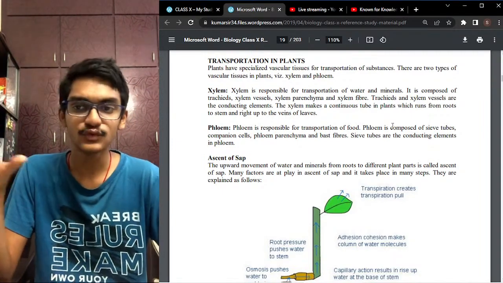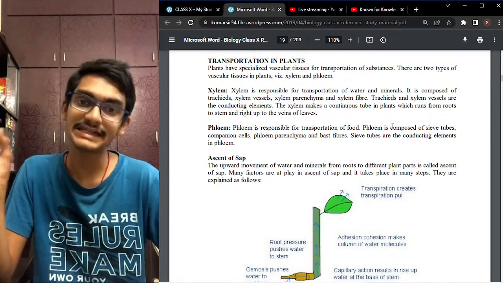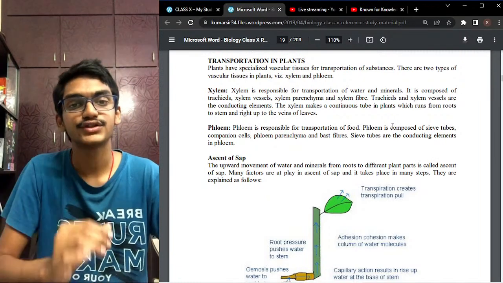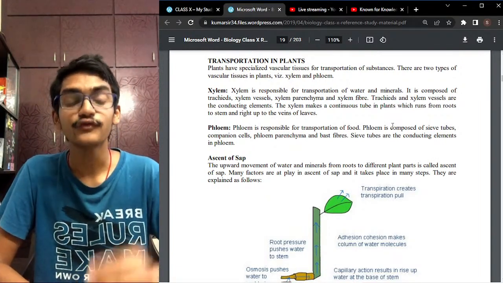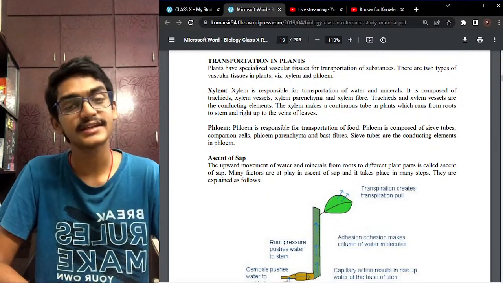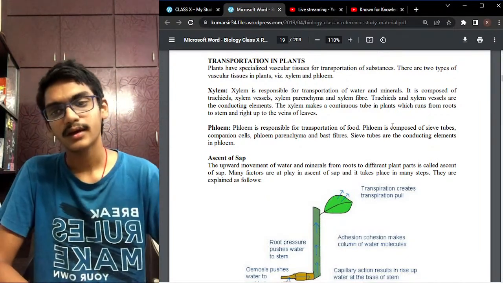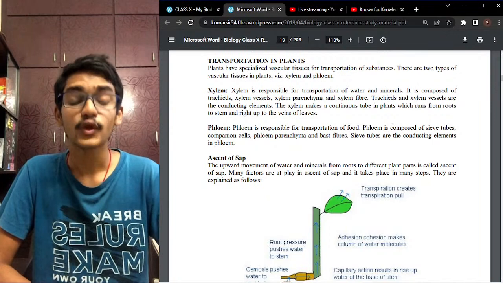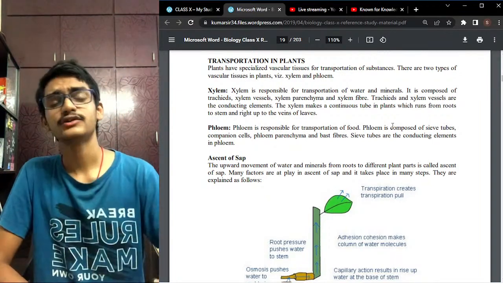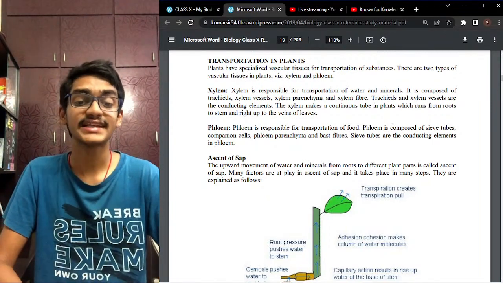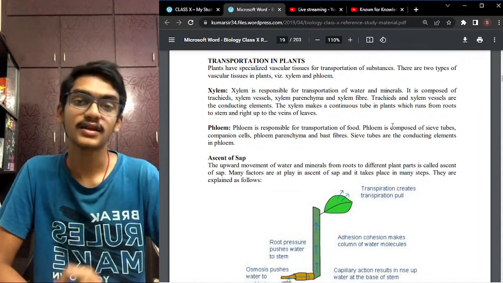So first let us try to understand what xylem and phloem are, then let's go into detail about both. Phloem tissue is mainly responsible for the transportation of food. Okay, let's do one thing, let's talk about xylem only. Let us try to understand how water is transported through the different parts of the plant.